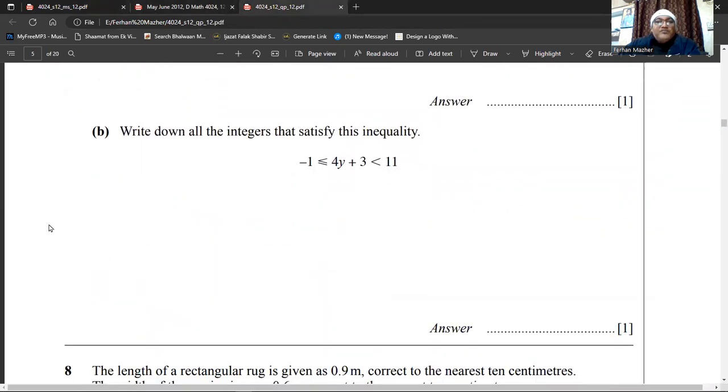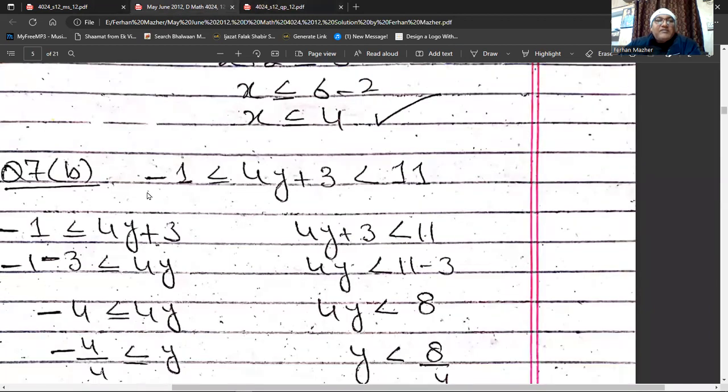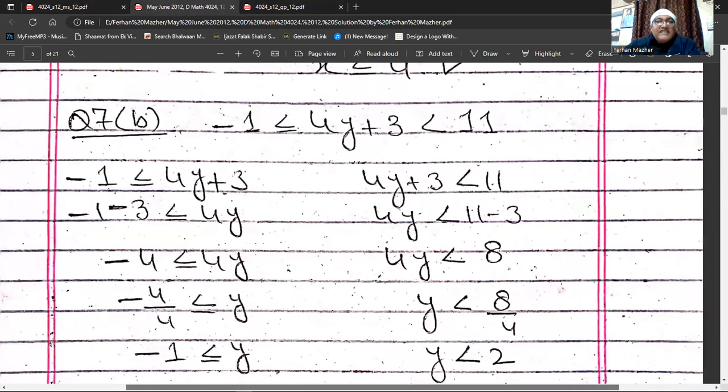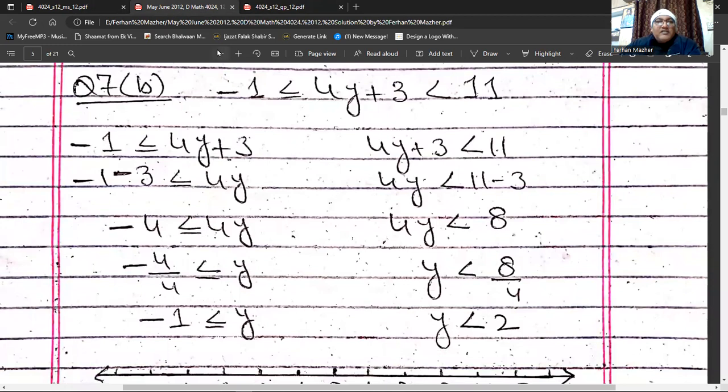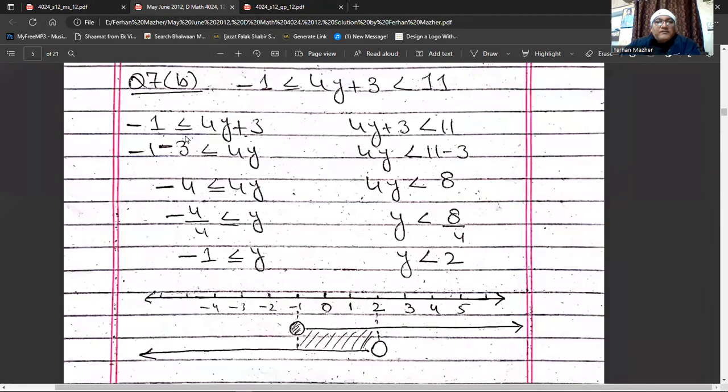Question number 7 is B part, and this is a 1 mark question. Write down all the integers that satisfy this inequality. So first of all, I will take this portion and I will solve it. Then I will take this portion and I will solve it. Then I will represent both the solutions on the number line, and then I will see what is the overlapping portion. And then from there, I will be able to tell the integers. Okay, so here we go.